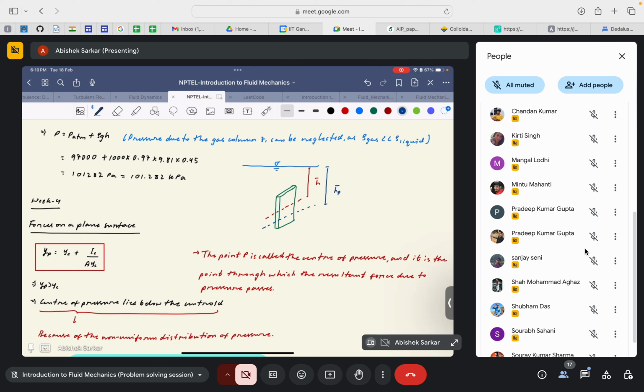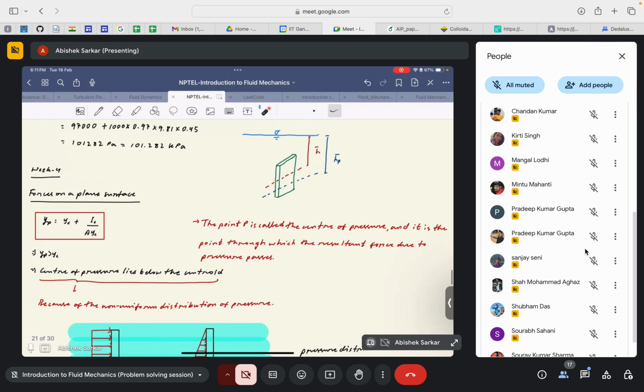At a greater depth, because along with this center of gravity, yc, there is an additional term added, in which all the parameters are positive. So Yp will be greater than Yc. Properly define it: the point P is not a center of pressure, it is the point through which the resultant pressure force, or force due to the pressure, passes.